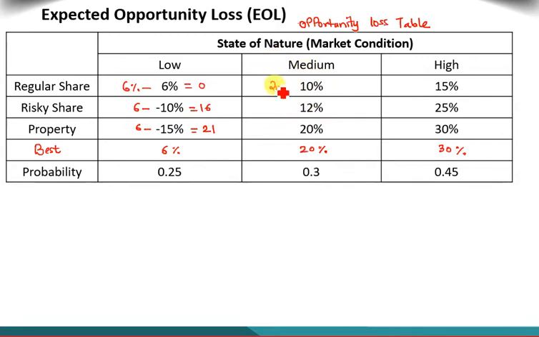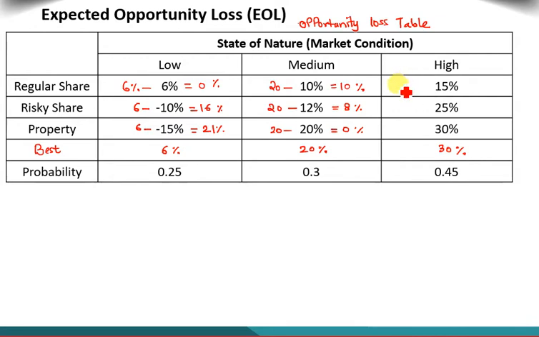It is 20 minus 10 gives you 10. It's percentage here. And 20 minus 12 gives you 8%. And then 20 minus 20 is 0%. It means if the market conditions were medium and you invested in property, you are not losing anything. On the other hand, if the market conditions were low and you are investing in risky share, you are losing the benefit. Like you would have got 16% of profit, but you missed it.